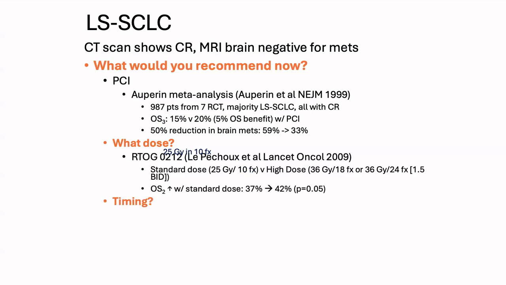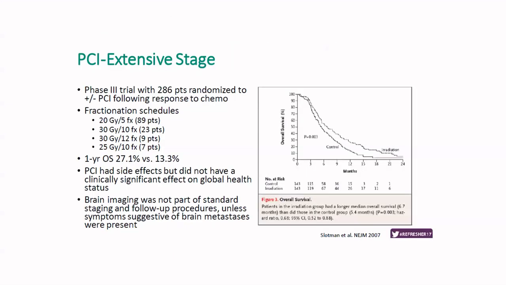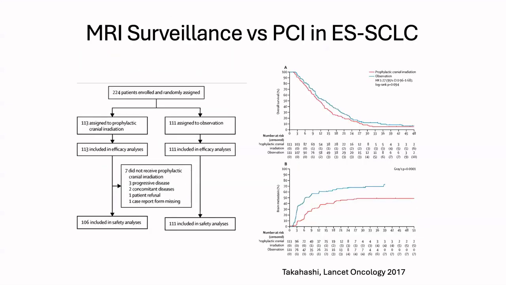Right. I very briefly touched on PCI. Usually what we'll do is we'll treat the thorax first, and then assess for response, and then see them back and plan for the PCI afterwards. In extensive stage, similarly, there are earlier seminal trials where PCI was given as well in extensive stage, and thoracic radiation for patients with response in the chest, consolidated thoracic radiation, that had been shown to be of benefit.